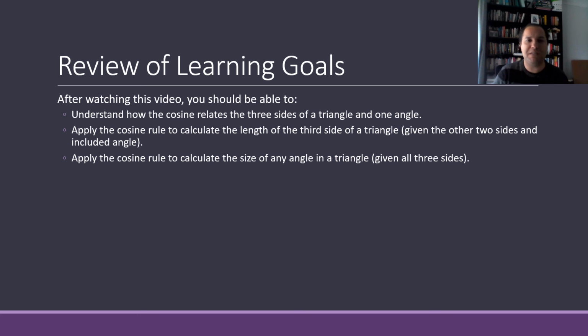Alright, so after watching this video, you should be able to understand how the cosine rule relates the three sides of a triangle and one of the angles. You should be able to apply the cosine rule to calculate the length of a third side, and also apply the cosine rule to calculate the size of any angle in a triangle, like in that last example.